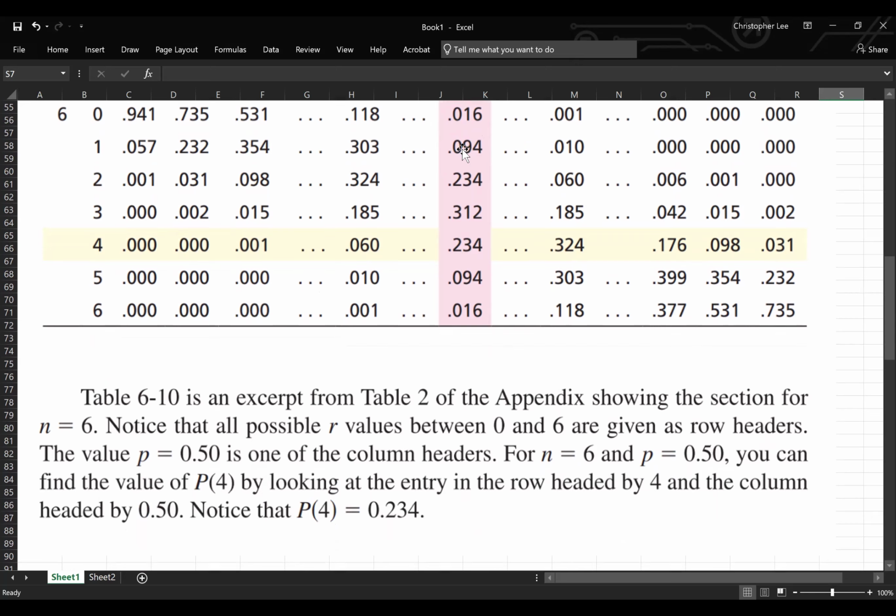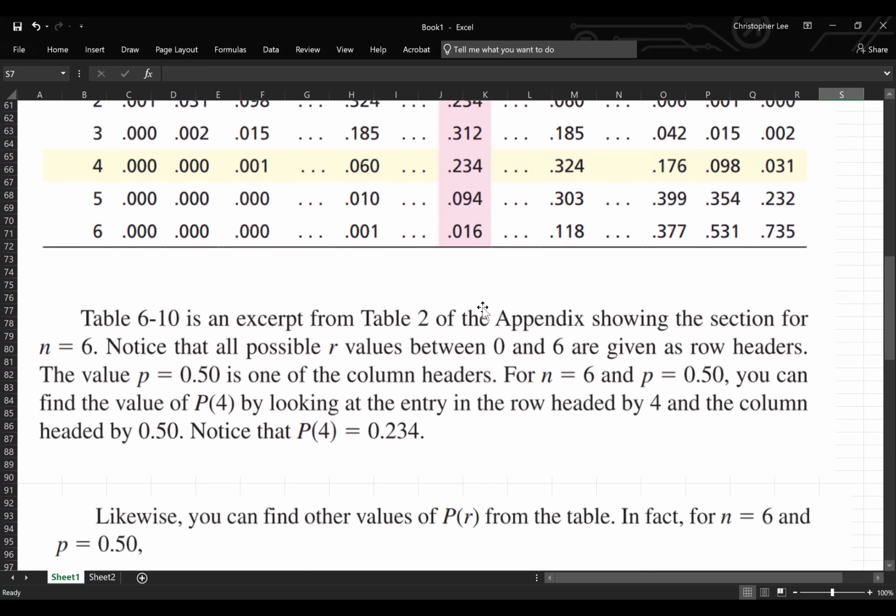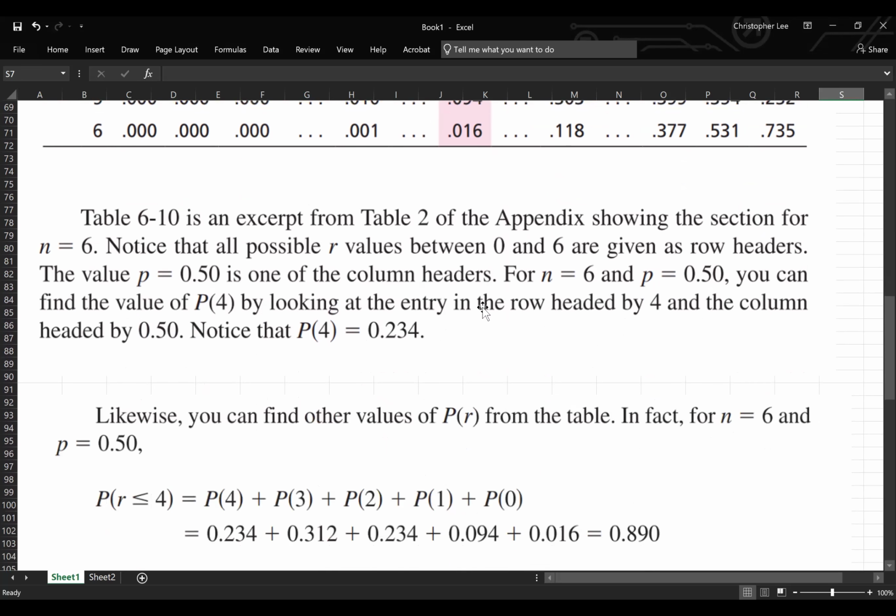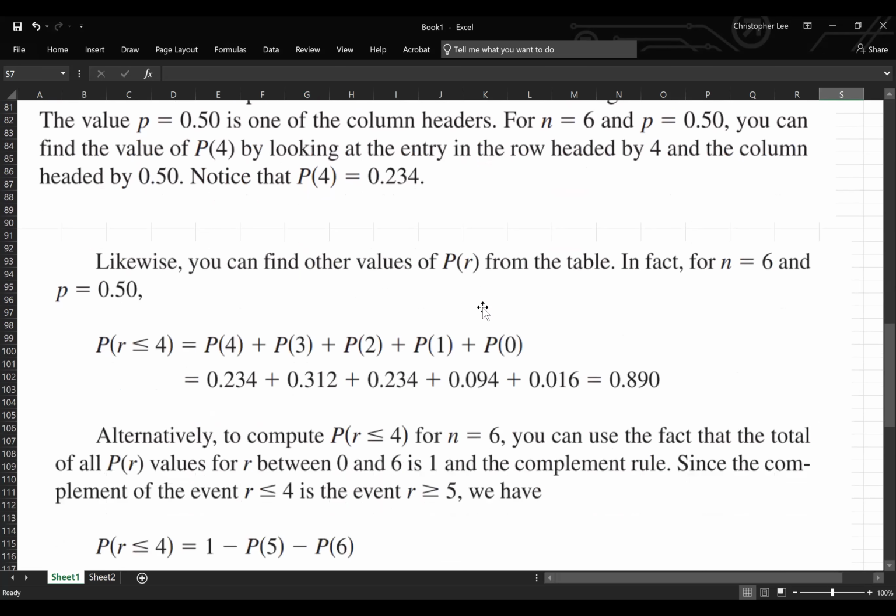So you can find the value of the probability of 4 by looking at the entry in the row headed by 4 and the column headed by 0.50. So notice that the probability of 4 is 0.234. Likewise, you can find the other values of the probability of R from the table. In fact, for n equals 6 and the probability of success equal to 0.50, here's what you have. The probability of R less than or equal to 4 is the probability of 4 plus 3 plus 2 plus 1 plus 0. You add them all up and then you get 0.89, all right?